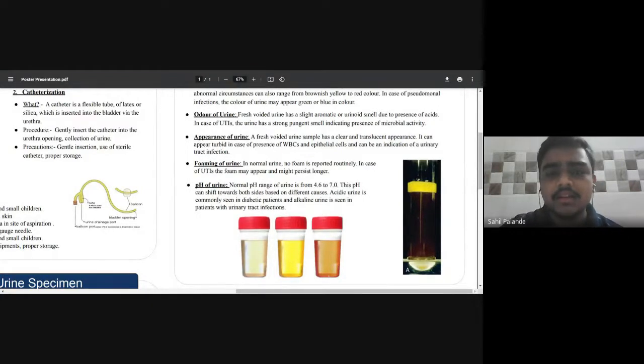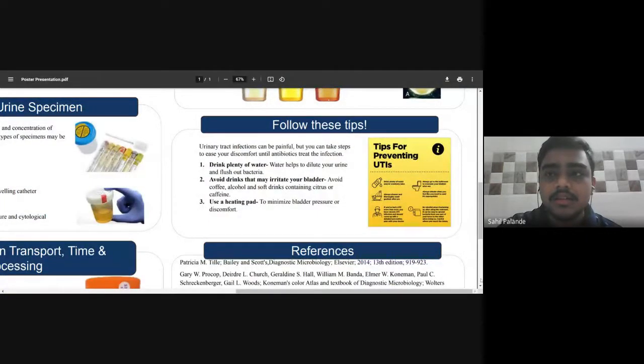So lastly, we'll move towards the conclusion part. The main motive of this was to spread knowledge about UTIs, and we as a group would like to give some tips to prevent UTIs in patients. So the main tip would be to drink plenty of water. It would help the patient dilute urine and flush out bacteria very easily. Also, it would reduce the causes of kidney stones or other solute accumulation in the urine.